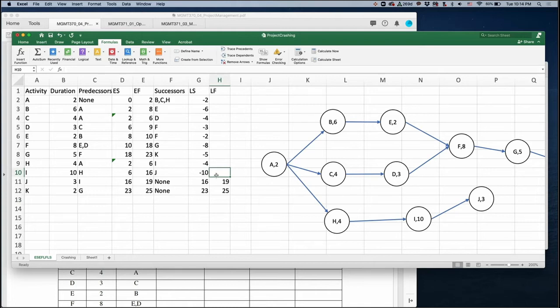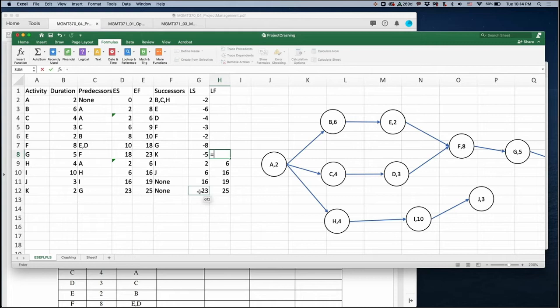So that means they want to finish up to this time, 23. Right? For F, their successor is G. Then you can finish by this point. For E, their successor is F. So that means you have to finish by 10 because they want to start at 10, right?